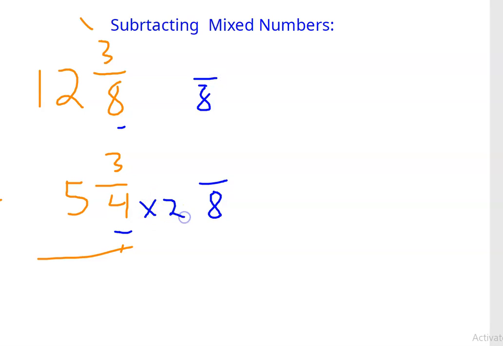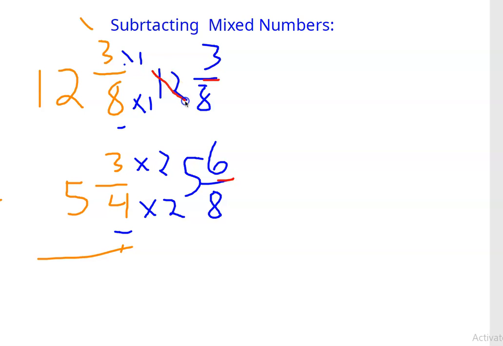4 times 2 is 8, and 3 times 2 is 6. So now we have 5 6/8. 8 times 1 is 8. 3 times 1 is 3. So now we have 12 3/8. So the issue here is you can't subtract 6 from 3. So we have to regroup, just like you do in regular subtraction. So we're going to borrow or regroup. So take 1 away from the 12 and make it 11.